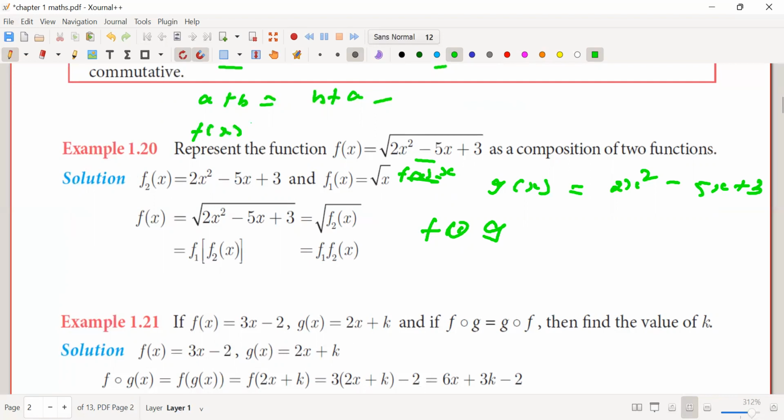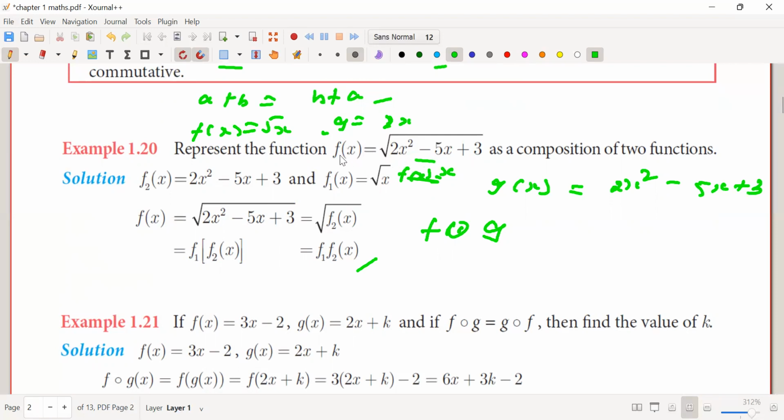F of x equal to root x, g of x equal to 2x squared minus 5x plus 3. When I apply that, this one is f1 of f2. All right. You can consider this as g also, because we went through this f, g, and the third function will be h. So they are given f of x here. You can take this as g of x.